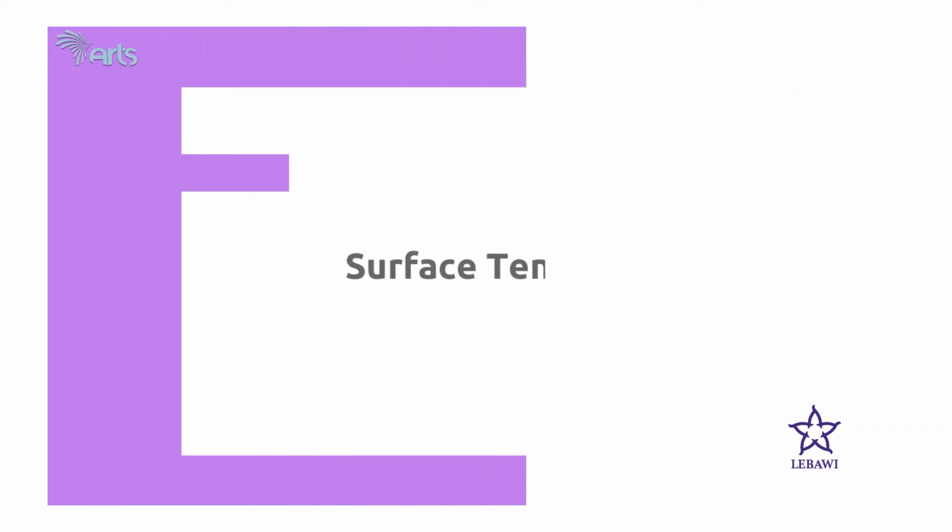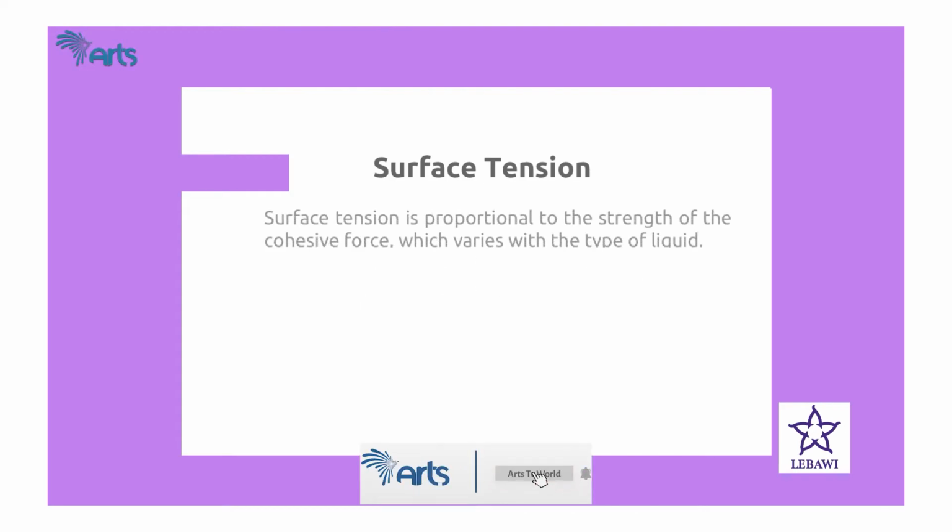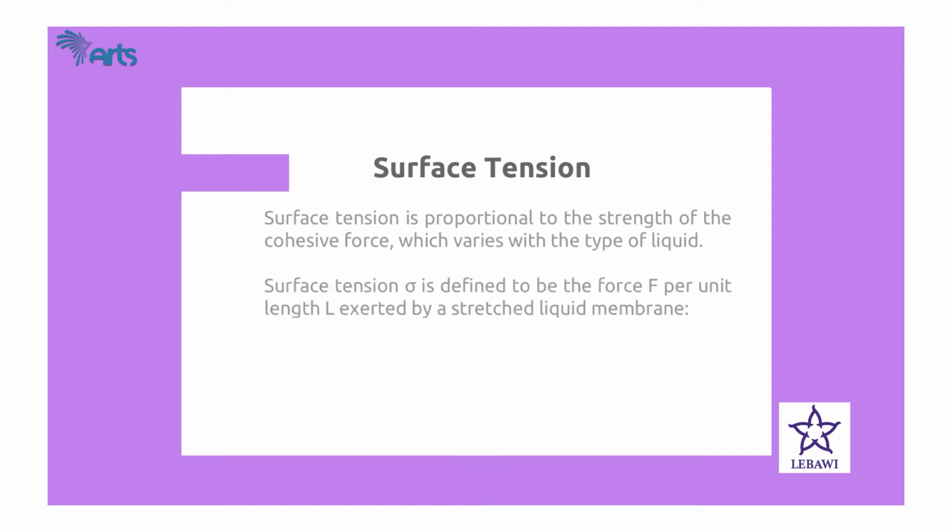Studies show that surface tension is proportional to the strength of the cohesive force, which varies with the type of liquid. It is defined to be the force per unit length exerted by a stretched liquid membrane. And the SI unit of surface tension is Newton per meter.